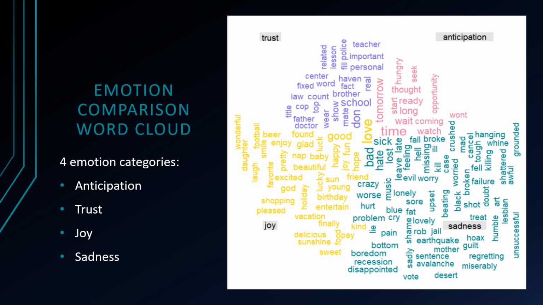Nevertheless, there are some interesting observations that we can glean here. The words father and brother are in the trust category, the word daughter is in the joy category, but the word mother is in the sadness category. It's also interesting to see Don, D-O-N, as one of the top frequent words under trust. It's unclear if this is a person's name, the word meaning to wear or put something on oneself, or something else. We can see the word nap in the joy category, which means naps bring joy to users.